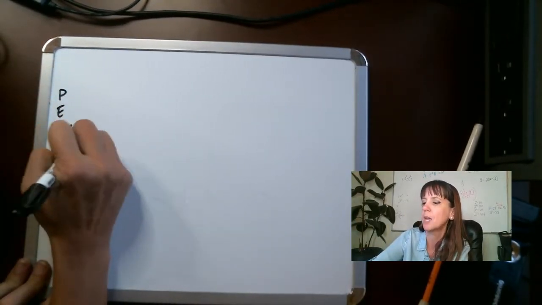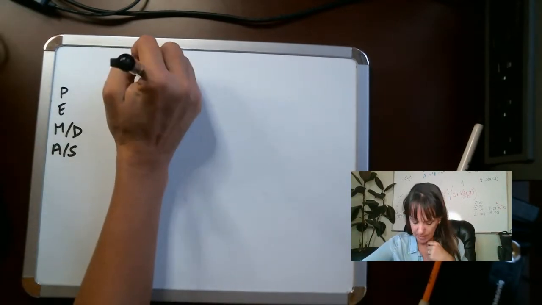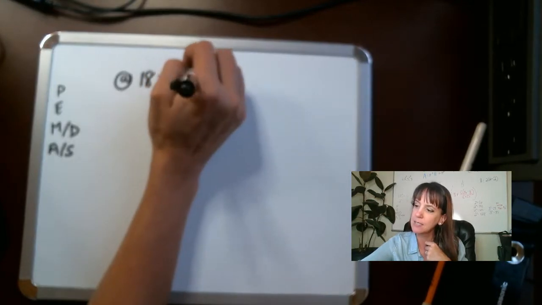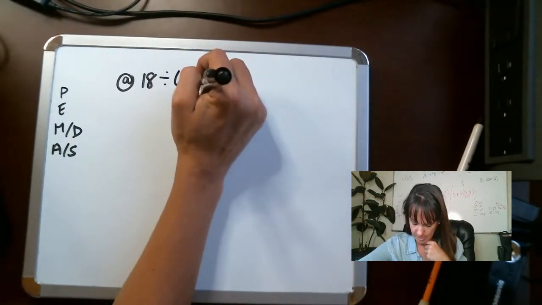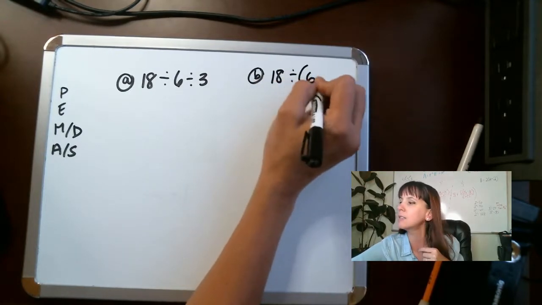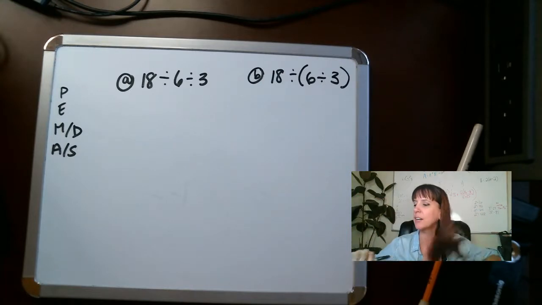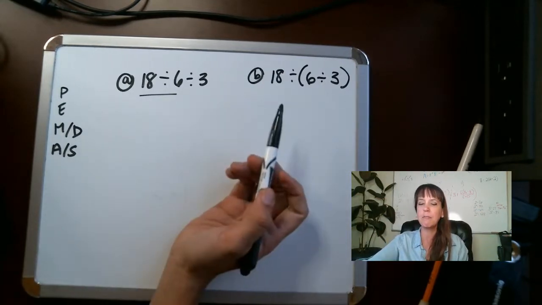PEMDAS. All right, guys. So take a look at example 2. We have for A, 18 divided by 6 divided by 3, and B is 18 divided by 6 divided by 3. Guys, we're probably going to get a different answer again, aren't we? Let's take a look here. Underline the first thing we do.